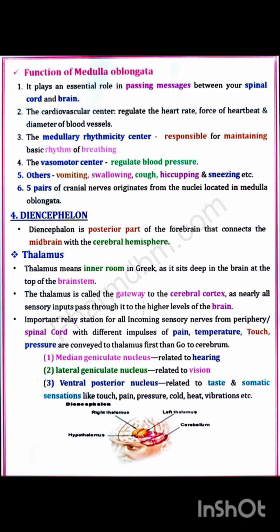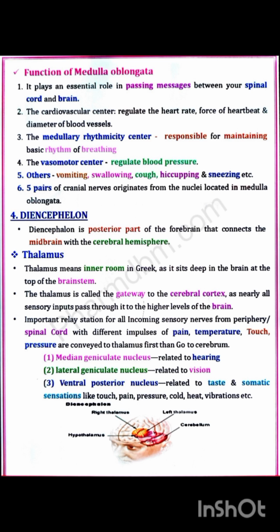The cardiovascular center regulates the heart rate, force of heartbeat, and diameter of blood vessels. The medullary rhythmicity center is responsible for maintaining the basic rhythm of breathing. The vasomotor center regulates the blood pressure. Others: vomiting, swallowing, coughing, hiccuping, sneezing, etc. Five pairs of cranial nerves originate from the nuclei located in the medulla oblongata.